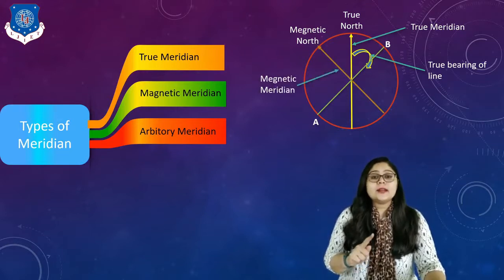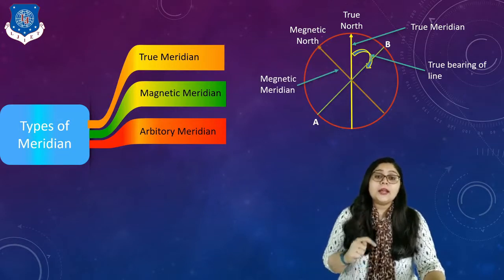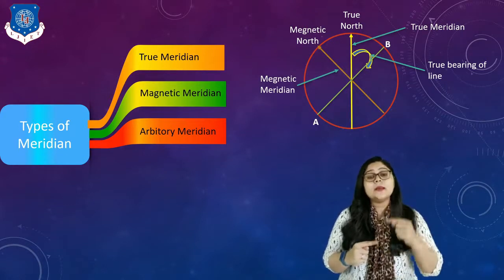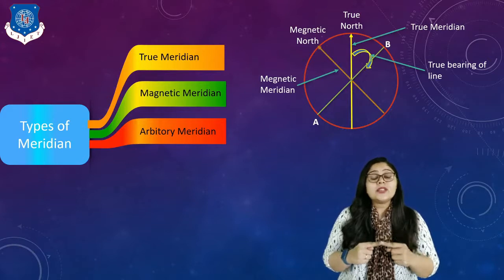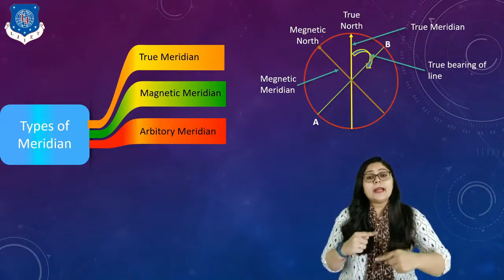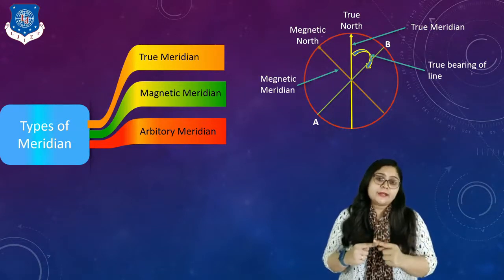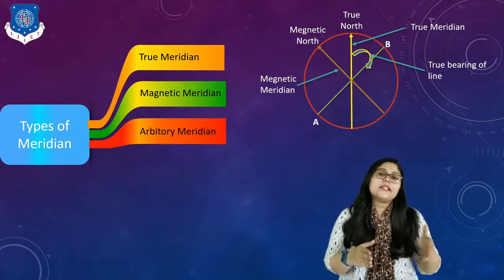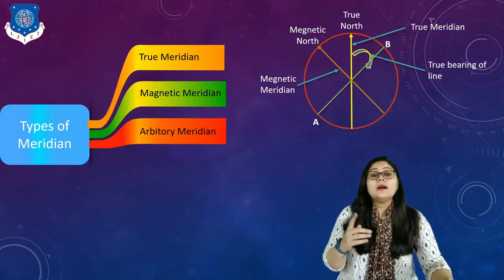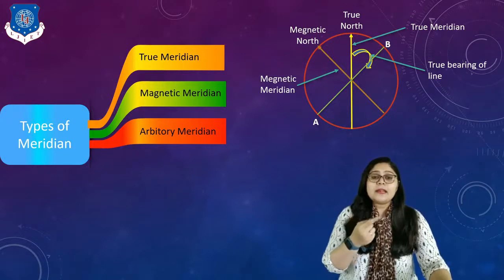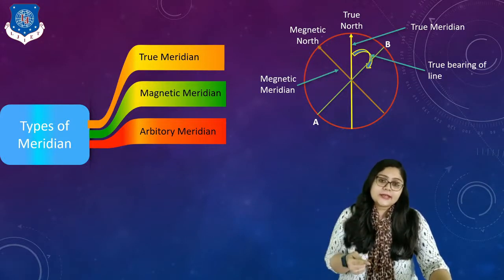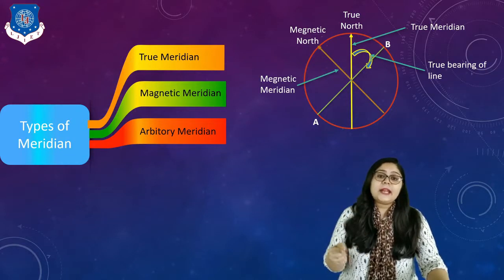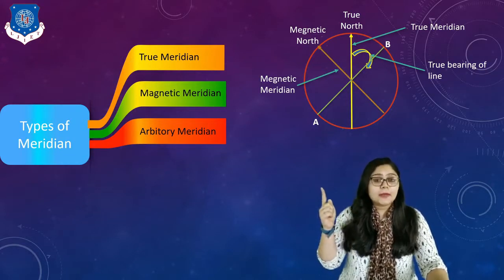Now, let's discuss the magnetic north line, that is, the magnetic meridian. Magnetic meridian is an imaginary line passing through the magnetic field of that particular place. A magnetic field varies from place to place. So here for the AB survey line, the magnetic north looks like this. A line passing through the magnetic field of that place is considered as the magnetic meridian.